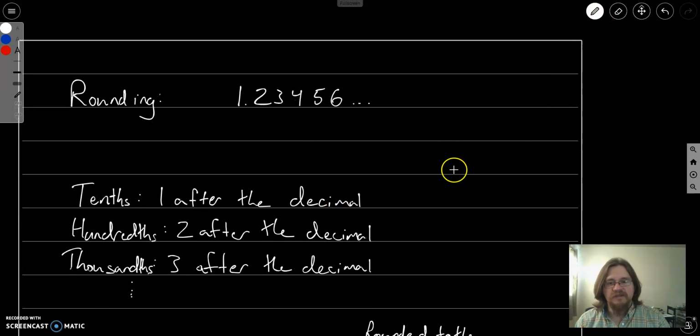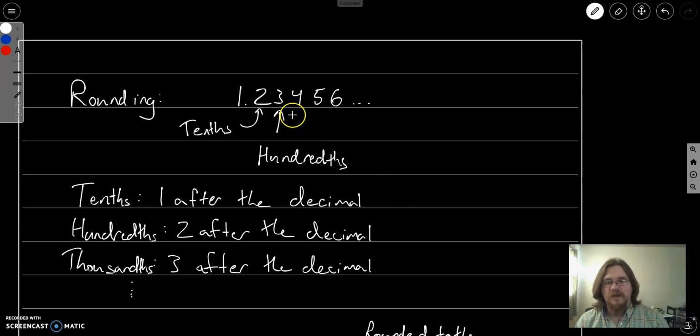So let's give some places these names. The first place after a decimal is called the tenths place. And the tenths place, again, is always the first number after the decimal. In this case, this is 2. The hundredths place is the next number, so this is going to be the 3 here. And then the next number after that will be the thousandths.